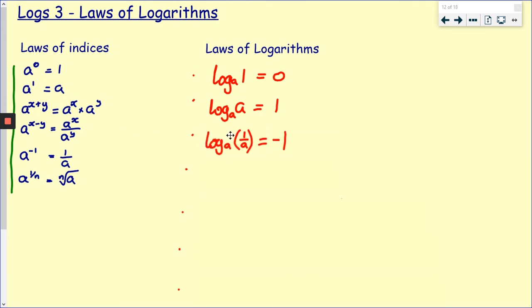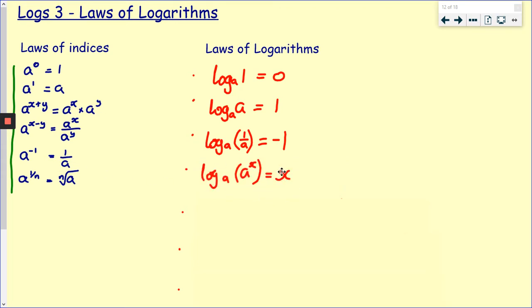This one's a little bit different, but again, links to things that you already know about indices. We know that a to the power of minus 1 is the same as 1 over a. And that's exactly what this statement is saying. This is the power that we have to raise a to get 1 over a. A to the minus 1 is 1 over a. That's exactly what we see here.